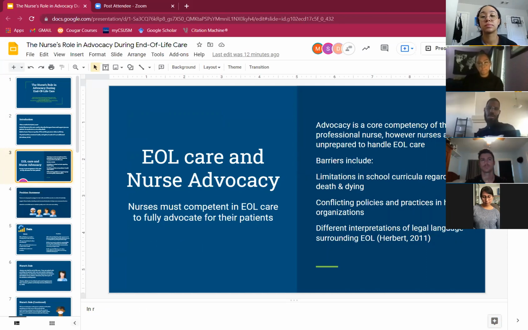So in relation to end-of-life care and nurse advocacy, nurses must be competent in end-of-life care to fully advocate for their patients. Advocacy is considered a core competency of the professional nurse. However, nurses tend to be underprepared to handle end-of-life care. And this is a result of barriers that might include limitations in school curricula that teach death and dying courses, conflicts in policies and practices in health organizations, and also different interpretations of legal jargon surrounding end-of-life care.